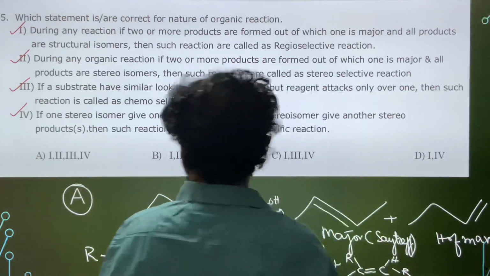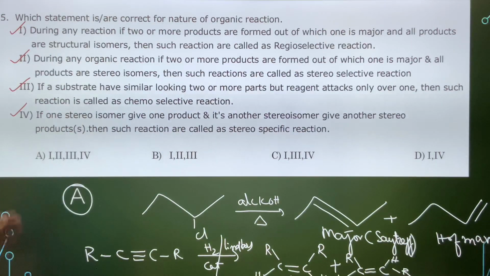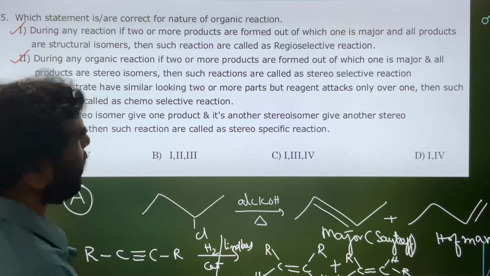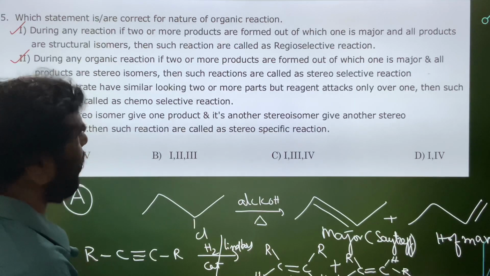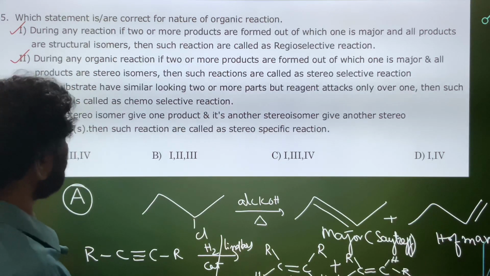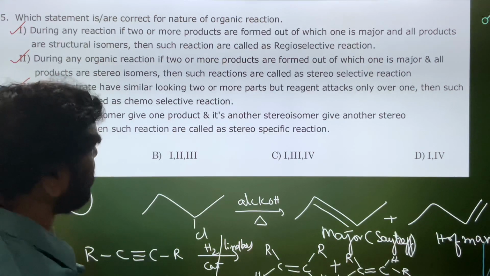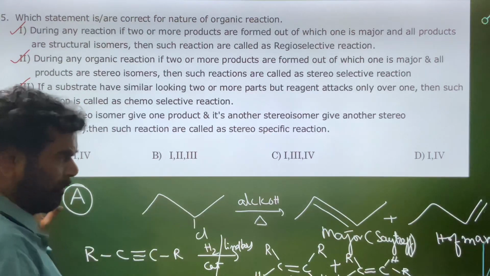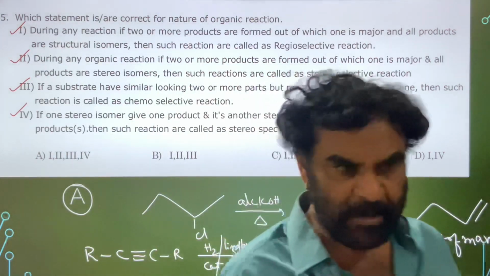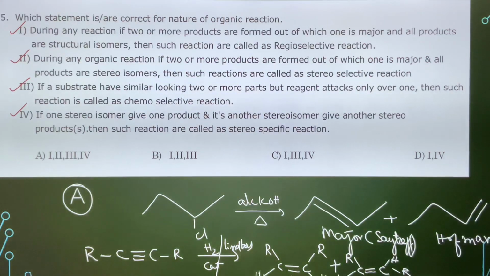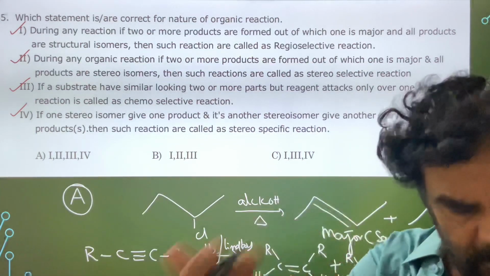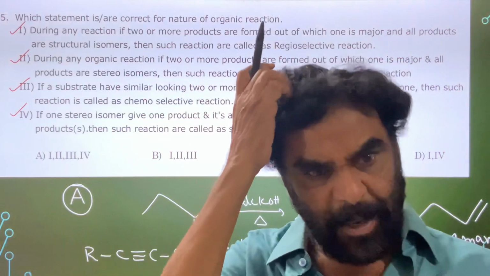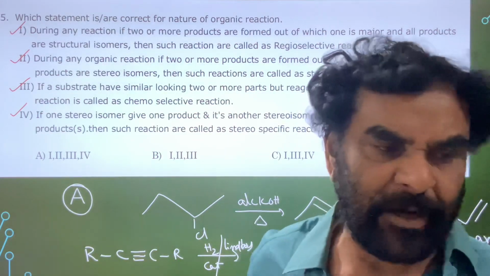Then the next one is given regarding organic reactions. During any reaction, if two or more products are formed, out of which one is major and all others are structural isomers, then such reactions are called regioselective reactions. A reaction that takes place according to the Markovnikov rule, or elimination according to Saytzeff's rule or Hofmann's rule, they are all regioselective reactions.